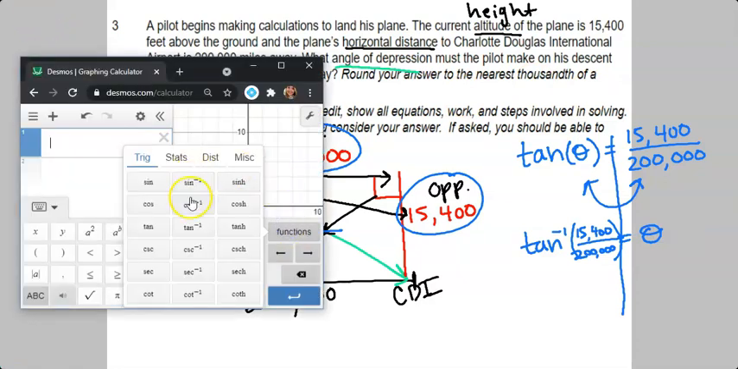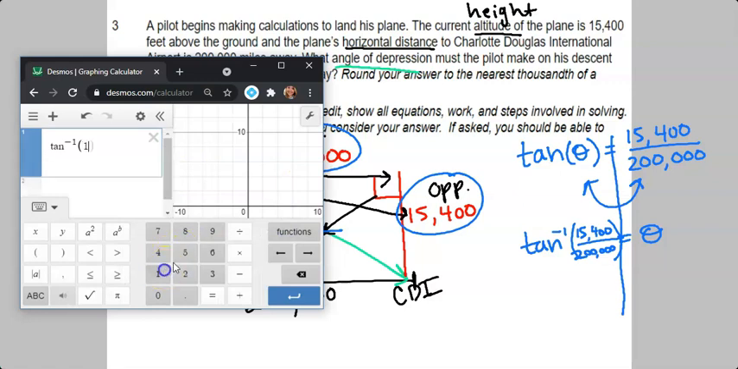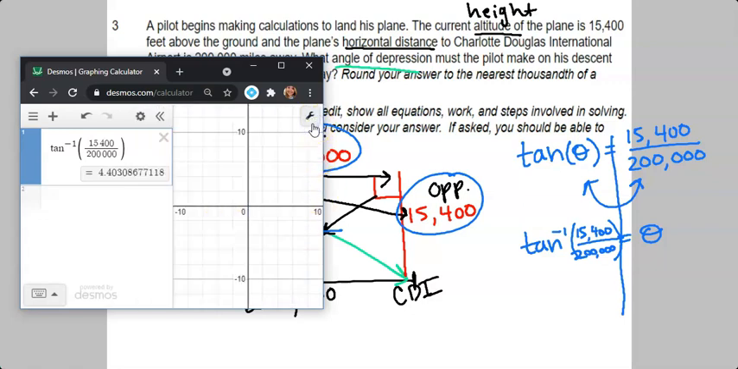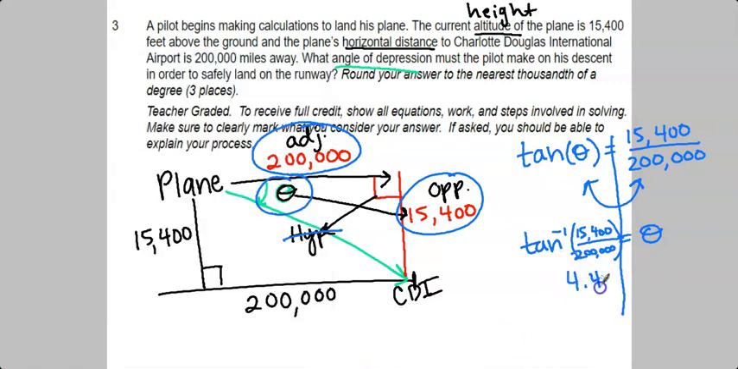All right, function, tangent with a little -1, 15,400 divided by 200,000. All right, and again, we're going to make sure that we are in degree mode. We are good. So it looks like about 4.4 degrees is our theta. So that's how much that plane would tip its nose, which makes sense. If you're in a plane, you would not want it to dip down really fast.